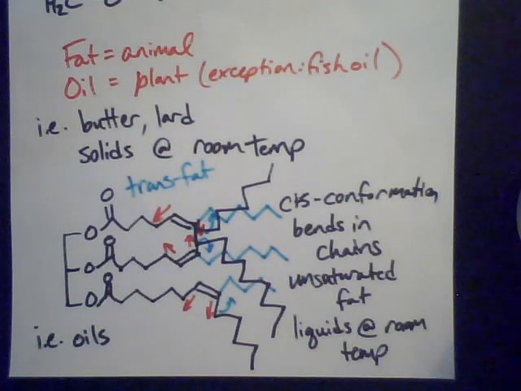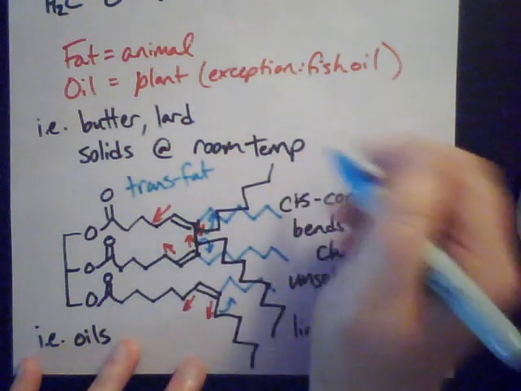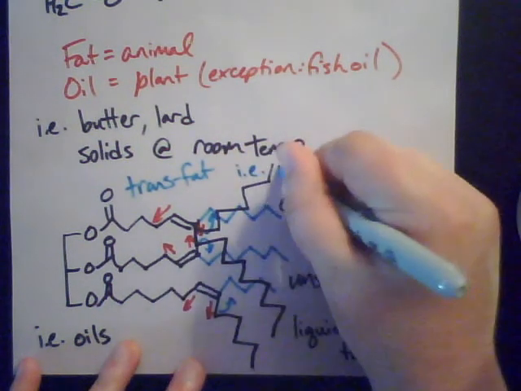And these trans fats, or hydrogenated fats, which you might have also heard of, will cause these to be more solid at room temperature, and straighten out these kinks. And these trans fats, an example of these would be margarine.